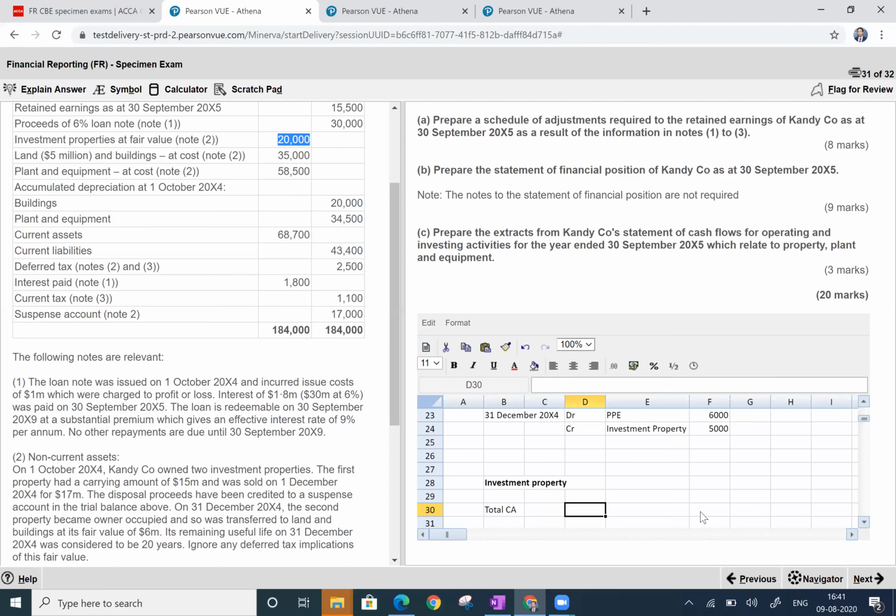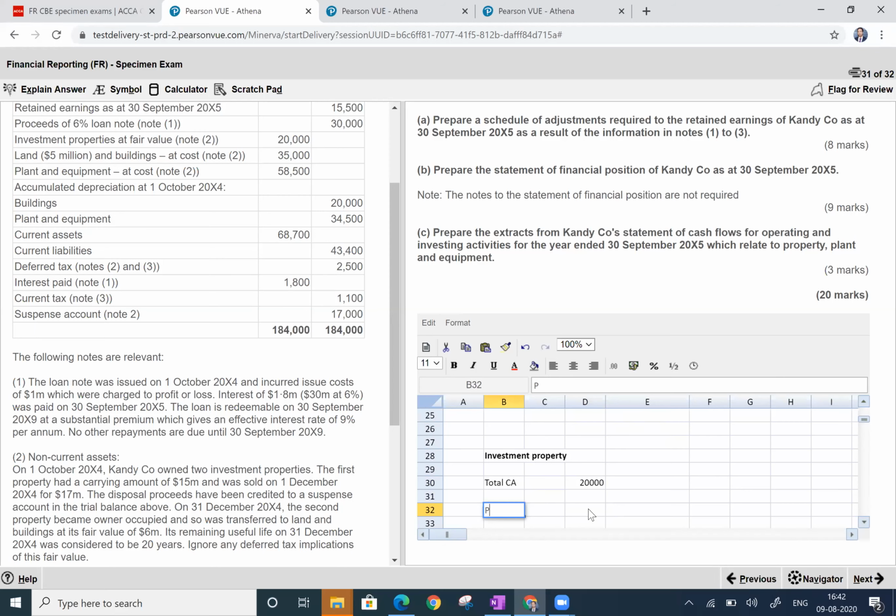Investments, then certain students say, sir, it's fair value. No, investment property at fair value means they are following the fair value method, not the cost method. Total carrying amount of investment property is 20,000.